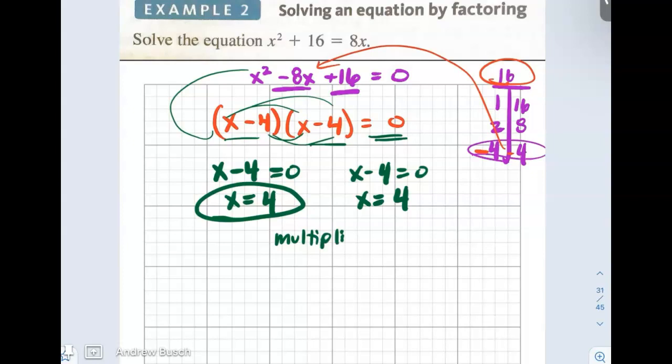Multiplicity of 2. And that multiplicity is going to come into play in a later chapter, but not necessarily in this chapter.